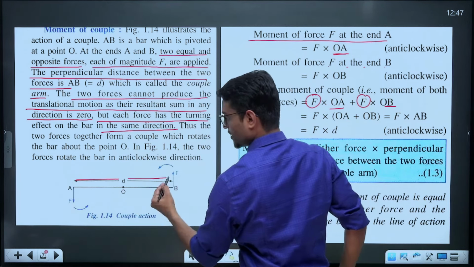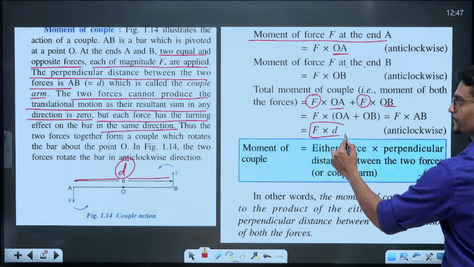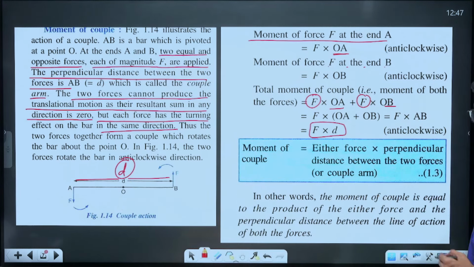OA plus OB becomes the total distance D. So it is F into D. And this is the moment of couple in the anti-clockwise direction.